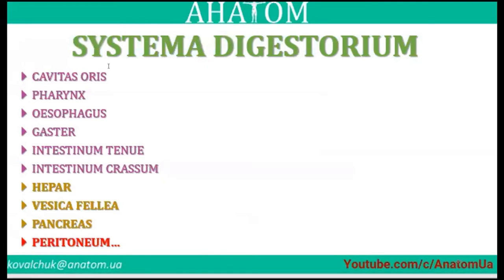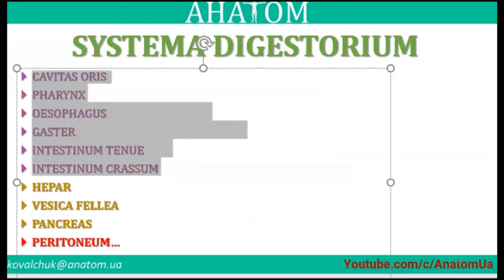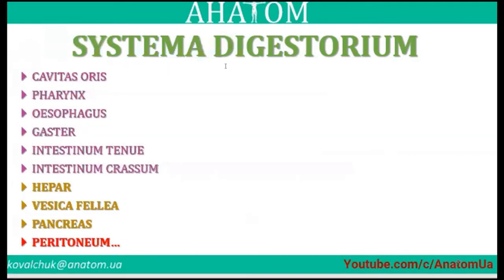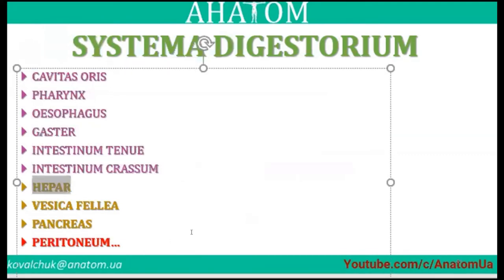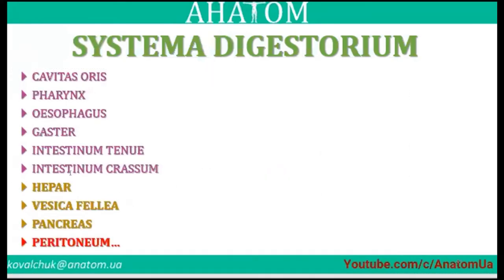Oral cavity, cavitas oris, pharynx with three parts, esophagus with three parts, gaster or stomach with three parts, intestinum tenue, the small intestine, and intestinum crassum, the large intestine. But it's not only the digestive tract, it's all organs in the digestive system. The biggest gland in our organism is the liver, but it's not only a gland, it's an organ with many other functions too.